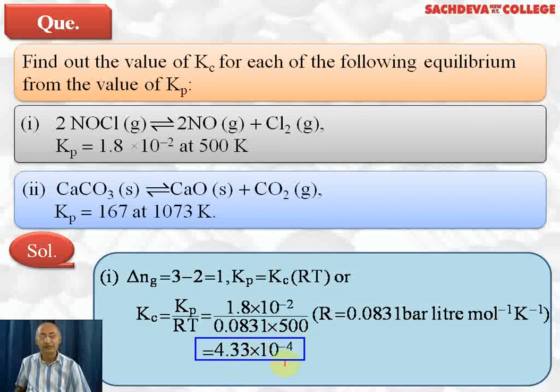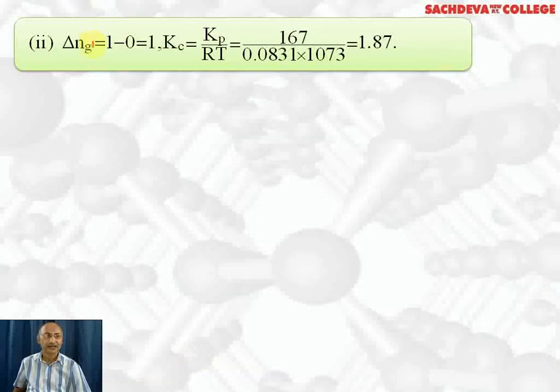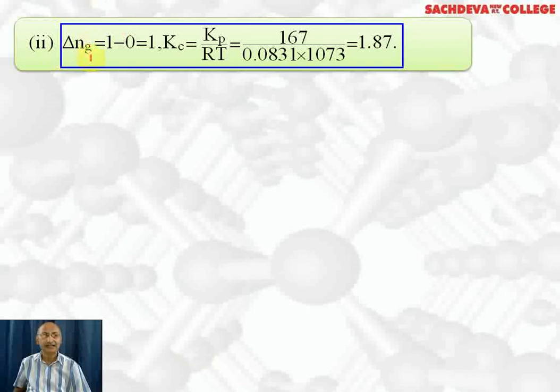The unit will be bar. Why will the unit be bar? Because for NO, this will be bar whole square, this will be into bar, divided by bar whole square, so unit comes out to be bar. Here also the value of Kc will be in moles per liter, not in bar, because Kc unit is moles per liter in this case.